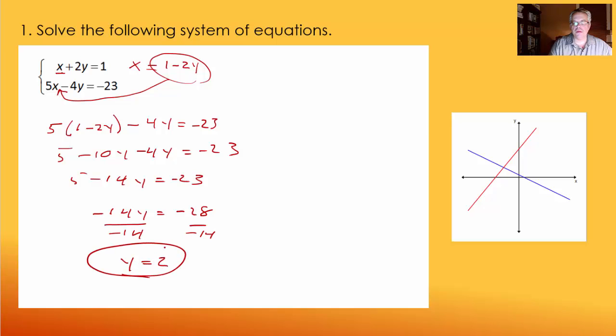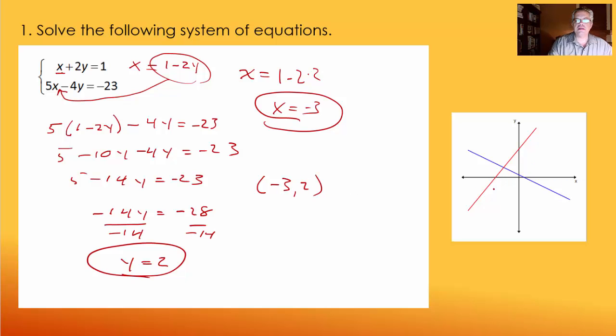I have one of the coordinates. So what I do is I go back to the equation I used for substitution and I put 2 in for y. And it'll tell me what x is. So x equals 1 minus 2 times 2. So that's negative 3. And so the point they cross is at negative 3, 2. This is actually a graph. There's not a grid on it. The blue line is the first equation. The red line is the second equation. And we see that intersecting at negative 3, 2. Looks like that's pretty likely.